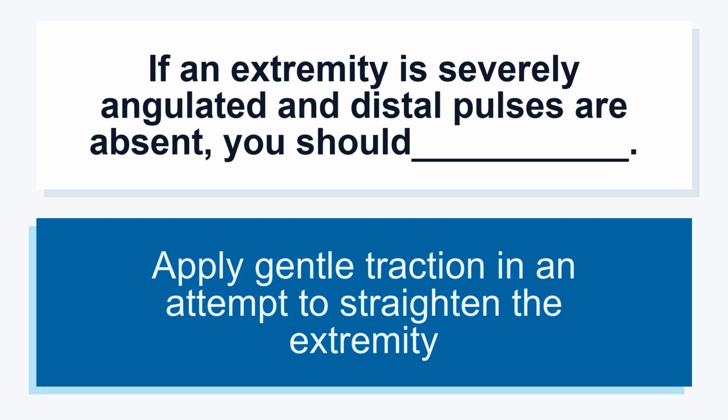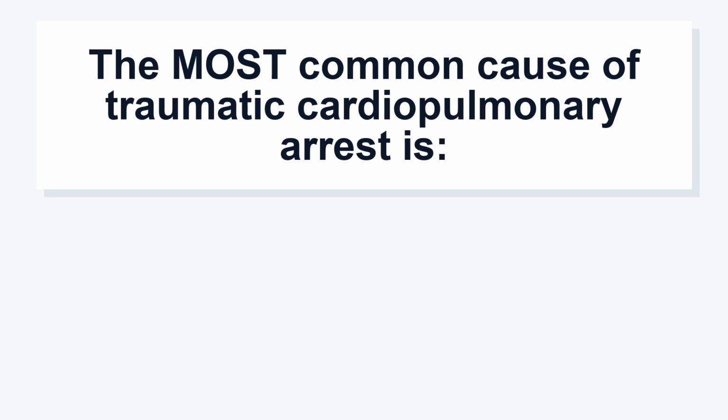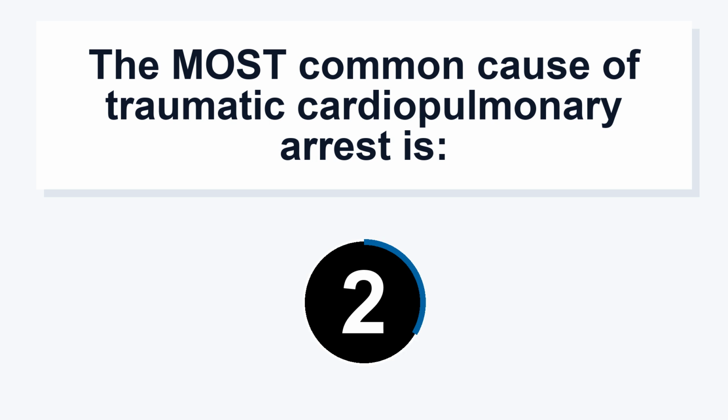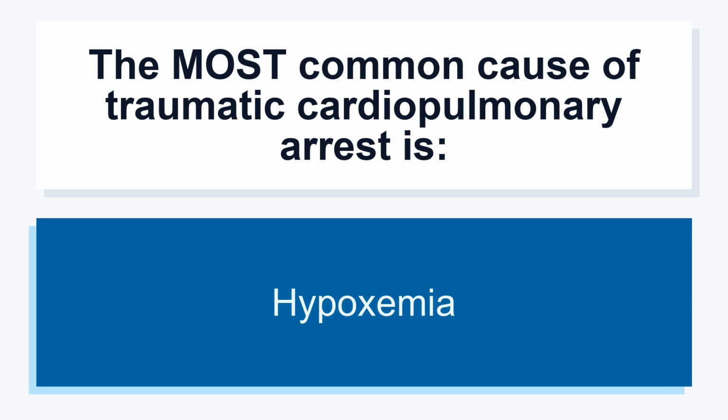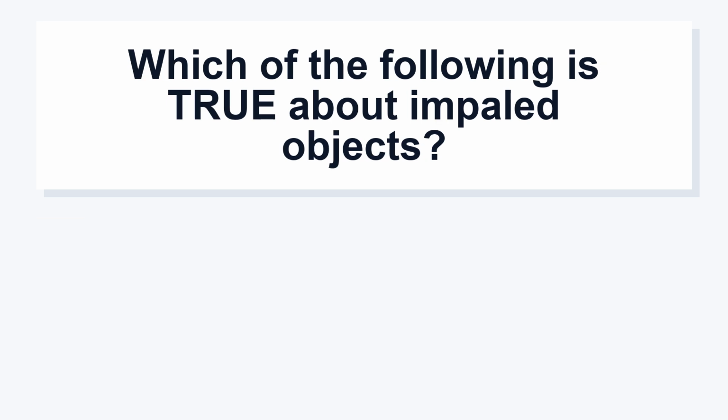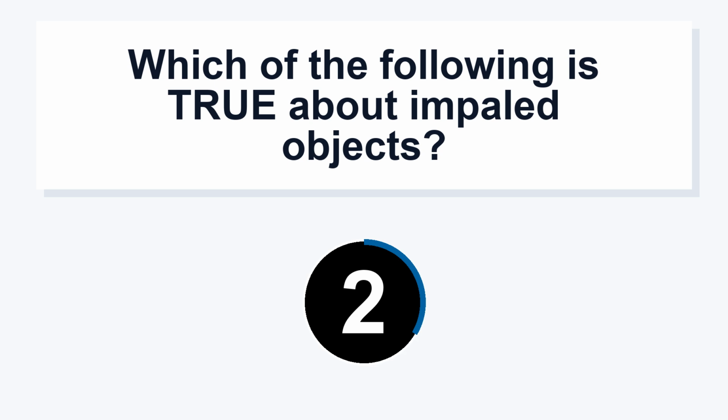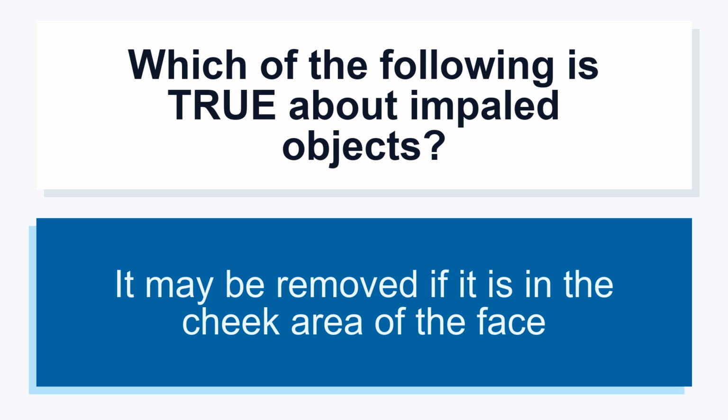Apply gentle traction in an attempt to straighten the extremity. The most common cause of traumatic cardiopulmonary arrest is hypoxemia. Which of the following is true about impaled objects? It may be removed if it is in the cheek area of the face.